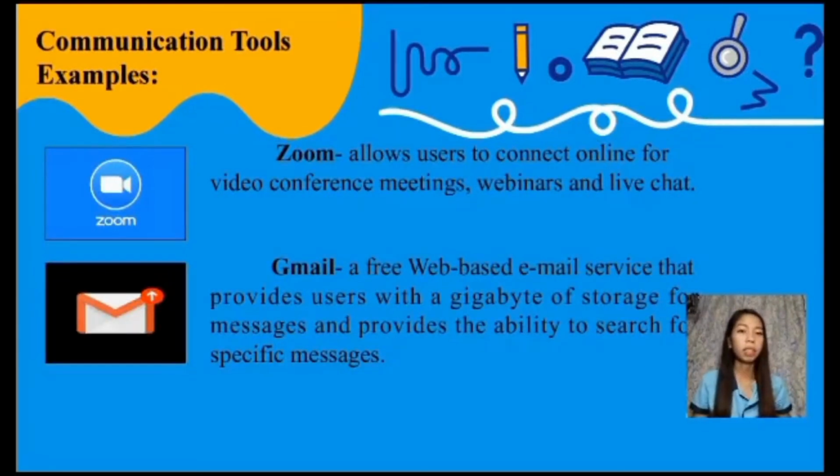So these are communication tools examples. First is Zoom. Zoom is a video conferencing platform that can be used through a computer, desktop, or mobile app. It allows users to connect online for video conferences, meetings, webinars, and live chat. Then the other one is Gmail. Gmail is a free web-based email service that provides users with gigabytes of storage for messages and the ability to search for specific messages.